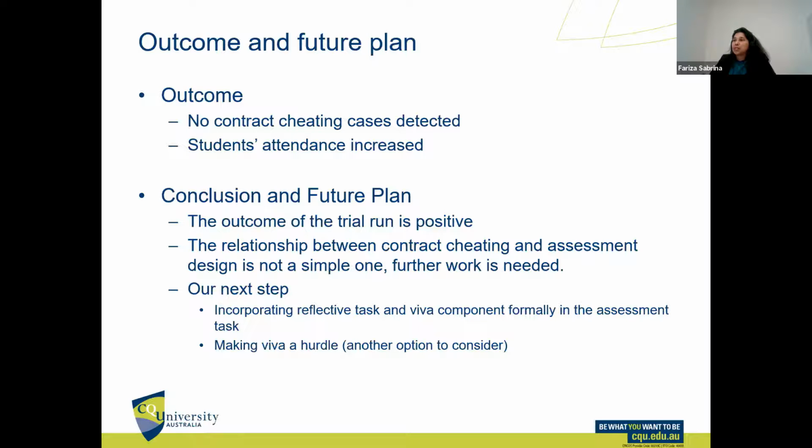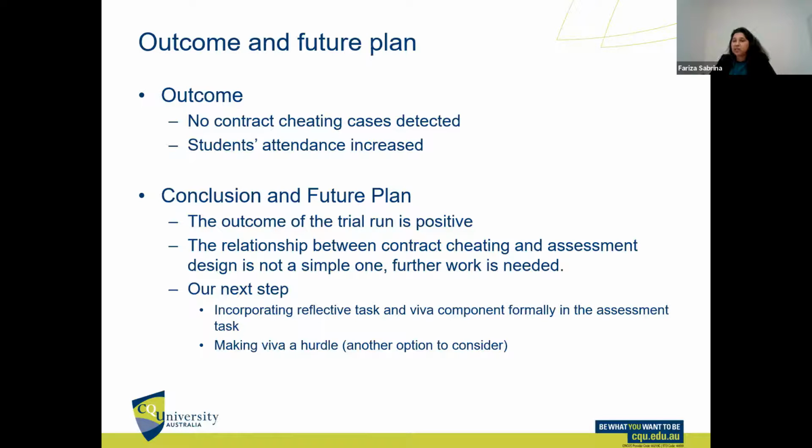In conclusion, this was a trial run. We haven't done it formally. Because of the larger class, we wanted to run a trial first, and it was positive, but it's not an easy solution. Further work needs to be done. Our next task is to think about incorporating this reflective task or viva component formally in the assessment. Another option could be to make the viva a hurdle. That has other sides, and we are thinking about what to do, but this is the next step we are considering. So that was all.